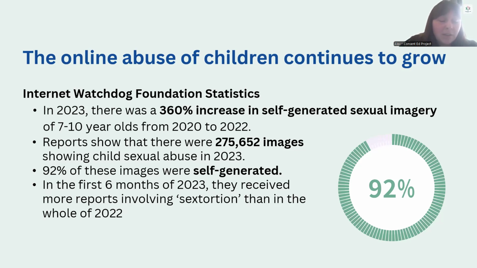And in 2023, there was 275,652 images showing child sexual abuse, with the majority of those being self-generated, which means that the young person or the child was manipulated or coerced into taking that photo of themselves and then sharing it with someone else online. And in the first 6 months of 2023, the Internet Watchdog Foundation received more reports involving sextortion than the whole of 2022. So that's quite harrowing.